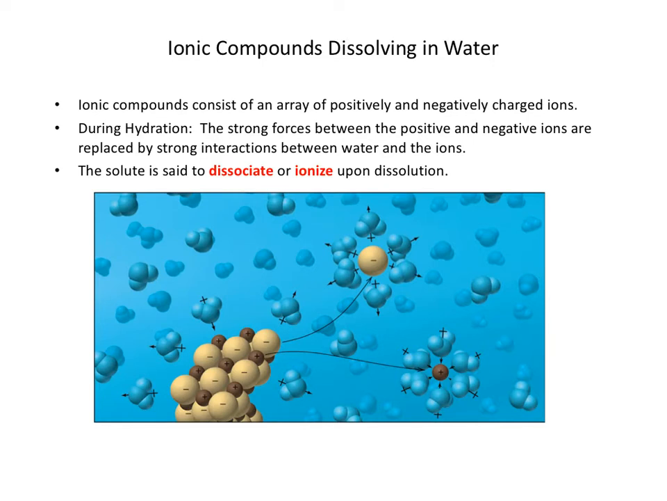And so the fact that we separate the ions from one another when ionic compounds dissolve in water means the solute is said to dissociate or ionize upon dissolution. And so we really have individual ions floating around. We don't have NaCl molecules floating around because there is no such thing as an NaCl molecule. We have the individual ions that are hydrated by the water molecules.